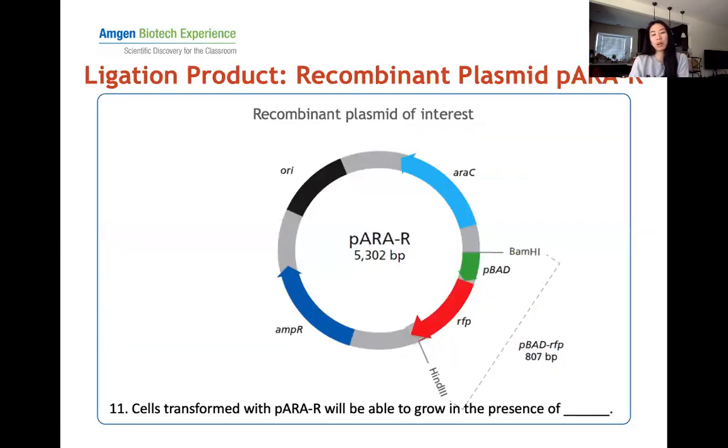Okay, number 11, moving on. Cells transformed with pARAR will be able to grow in the presence of what antibiotic? So based off this diagram, the plasmid map, what antibiotic would these bacteria cells be resistant to?